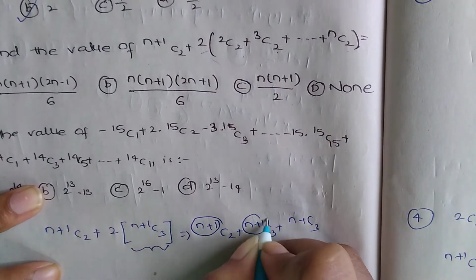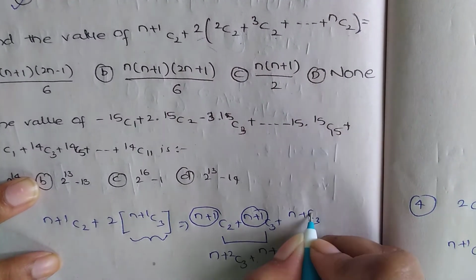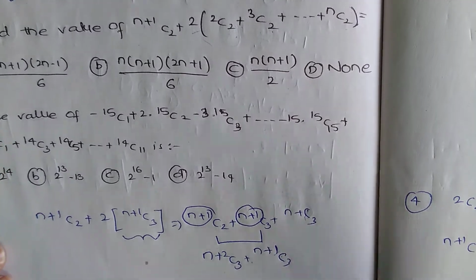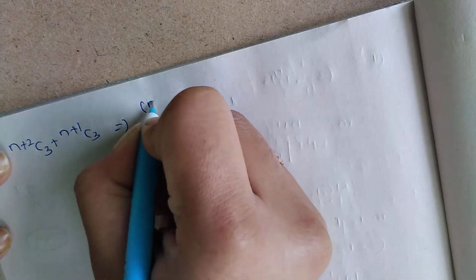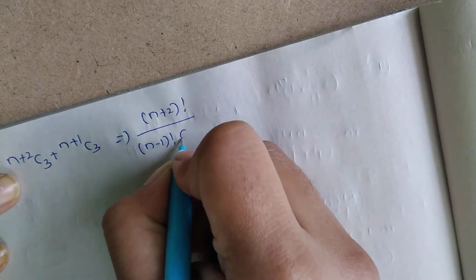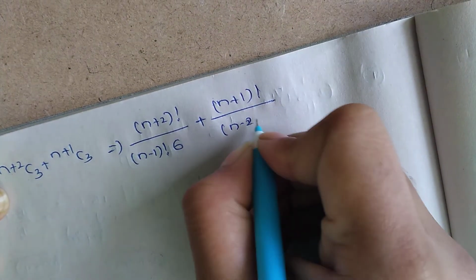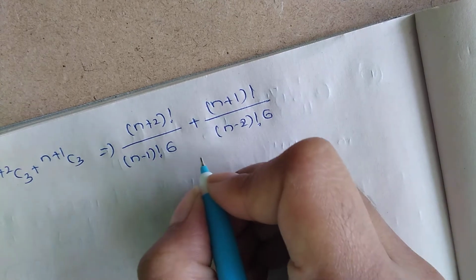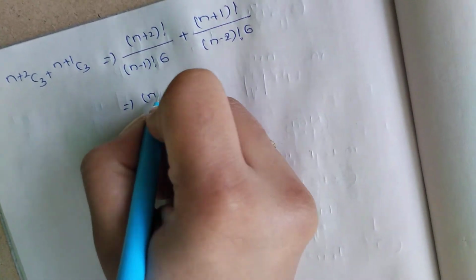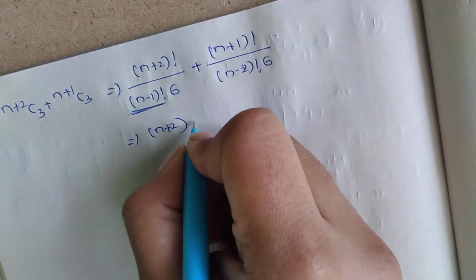Now, these both are equal. Same property again. What is it? n plus 2 C3 plus n plus 1 C3. That's it. Let's expand it. What can you write it as? (n plus 2) factorial by (n minus 1) factorial into 6, plus (n plus 1) factorial by (n minus 2) factorial into 6. Now, take n plus 2 and expand it till you get n minus 1 whole factorial.